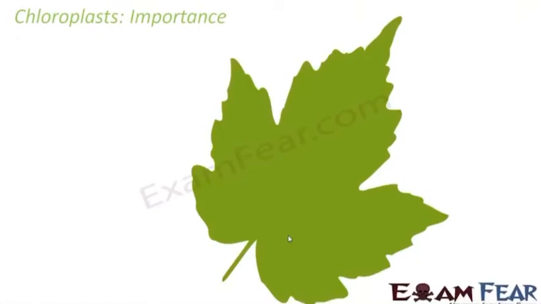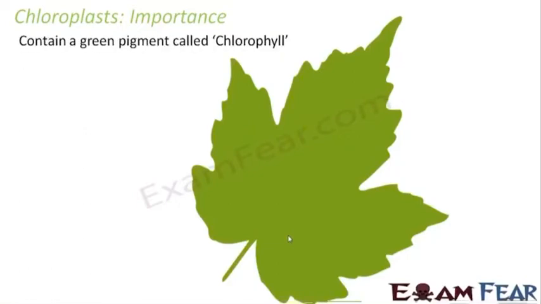Let us now talk about the importance of chloroplasts, because chloroplasts are the reason the leaves are green, and these green leaves have a very important role to play for the survival of plants. So chloroplasts contain a green pigment called chlorophyll. Okay, they help in photosynthesis. What is photosynthesis? Photosynthesis is the process by which plants make their own food in presence of sunlight. Now, photosynthesis is possible only when there is sunlight and there is chlorophyll, both.